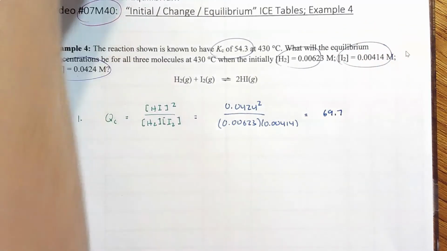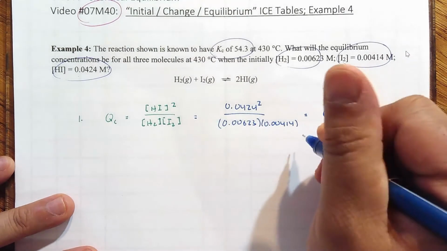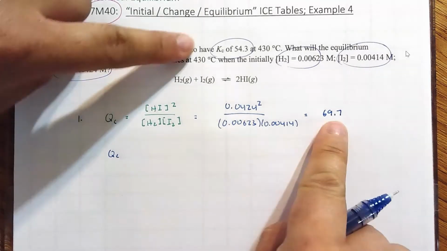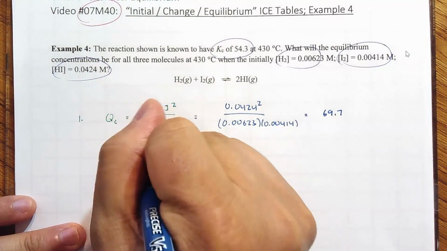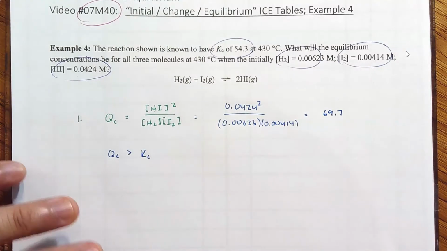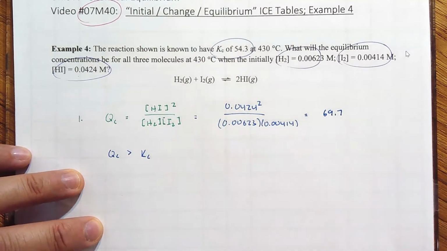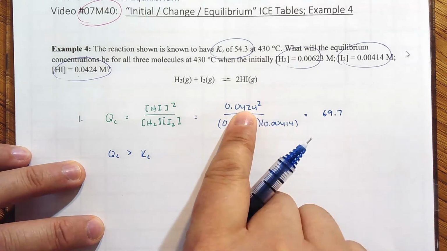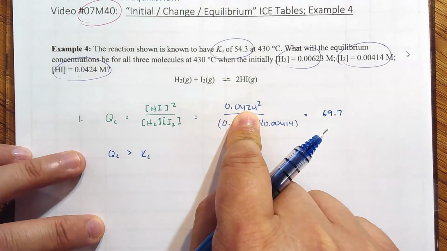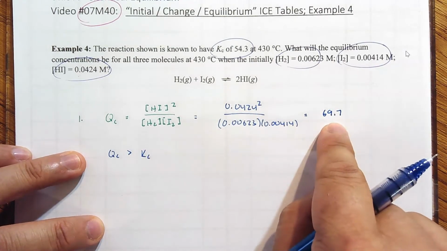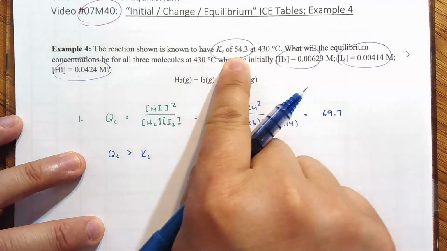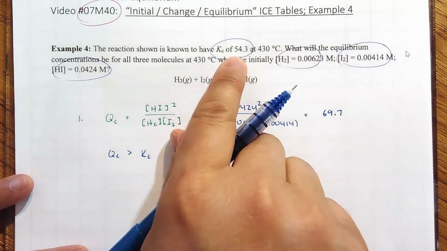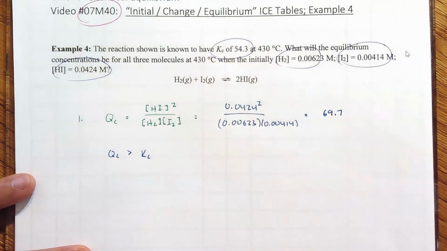69.7. What this tells me is that Qc is greater than Kc, meaning that Qc is too big and we need to lose some products and make more reactants. We need the numerator smaller to get this number lower to equal that number. The reaction is trying to get to an equilibrium, and equilibrium is defined as this expression as 54.3.